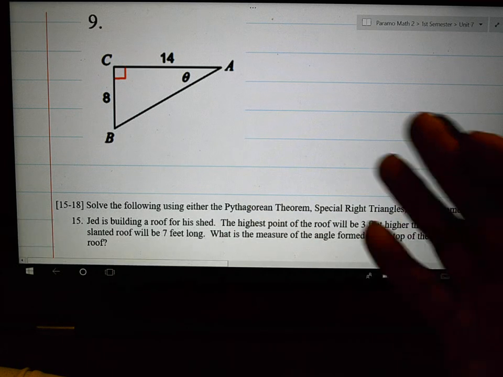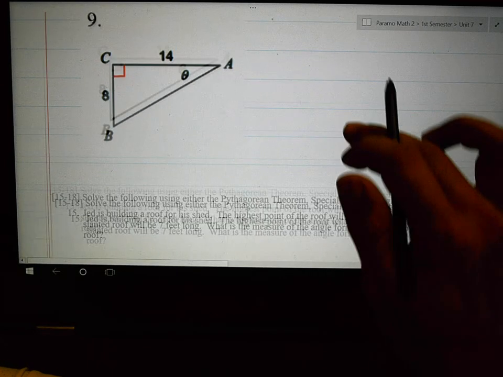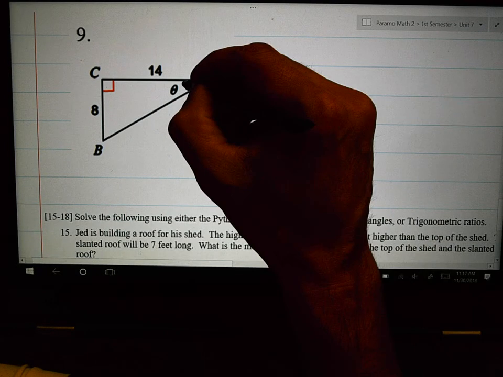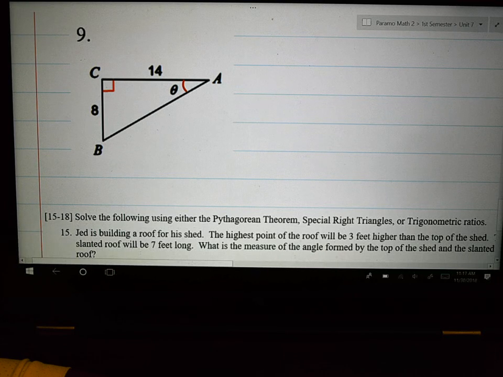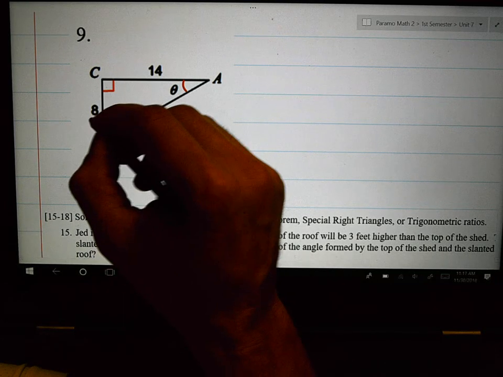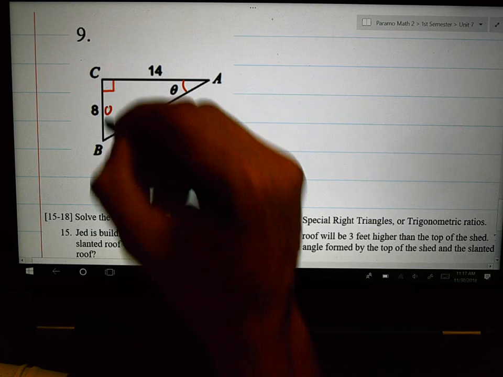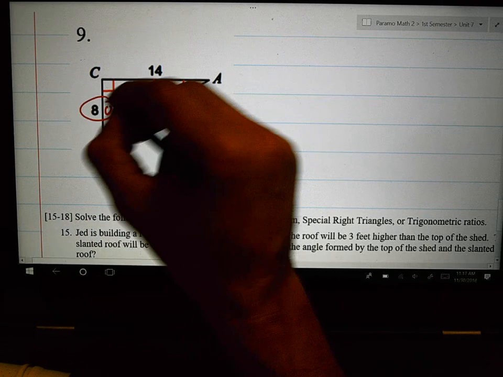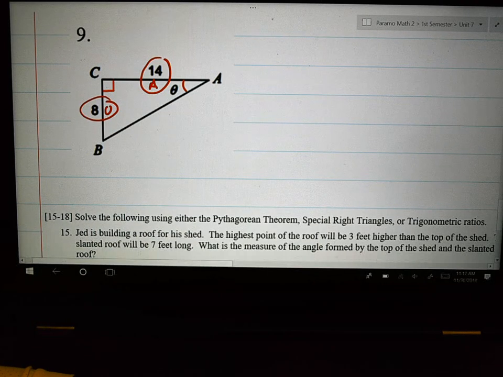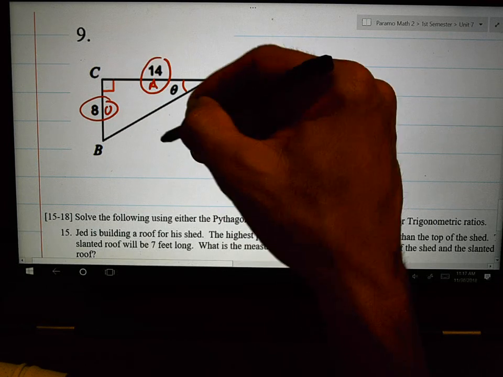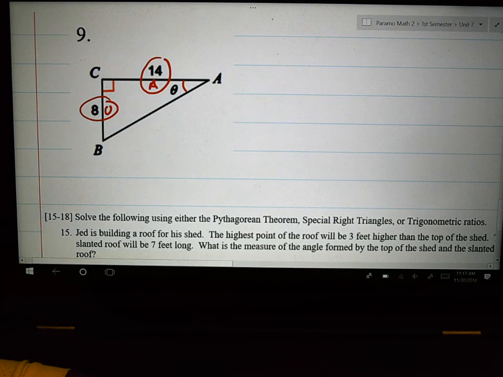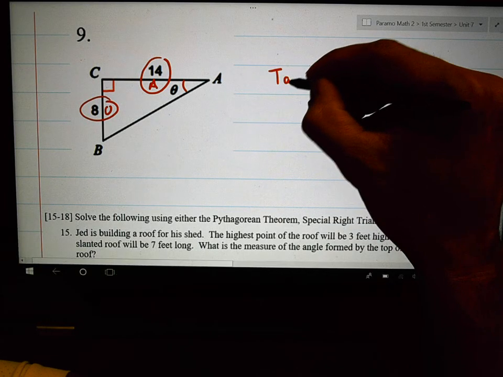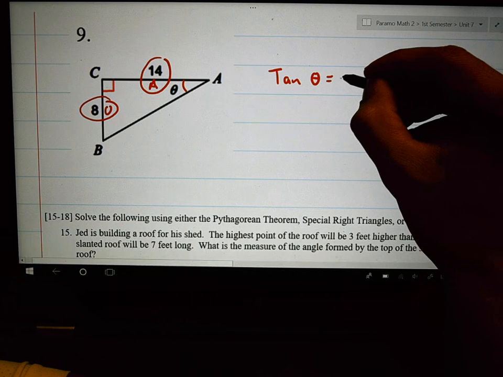I have one more for you. It's 9, and then I have the word problem. I decided to do that with you guys too. Let's do 9 real quick. This one will go a lot faster. There's theta. 8 is my opposite. I put an O right next to it. Put my A next to the 14. I decided not to use the H this time because there's no number next to it. I'm not going to use it. I see an OA here. It reminds me of TOA. Tangent of the angle theta is equal to TOA, 8 over 14.